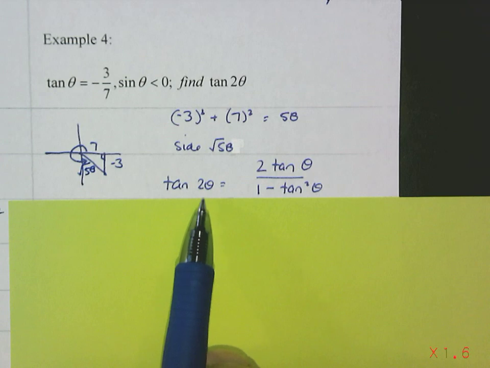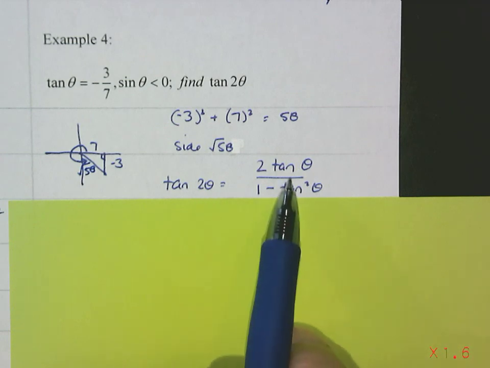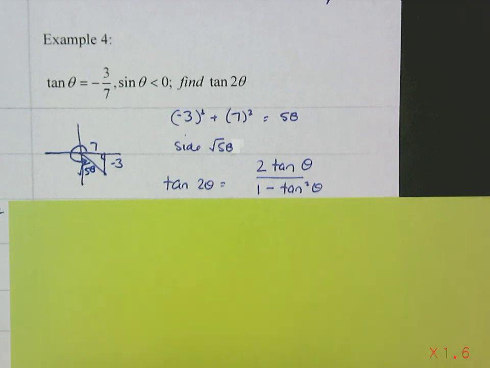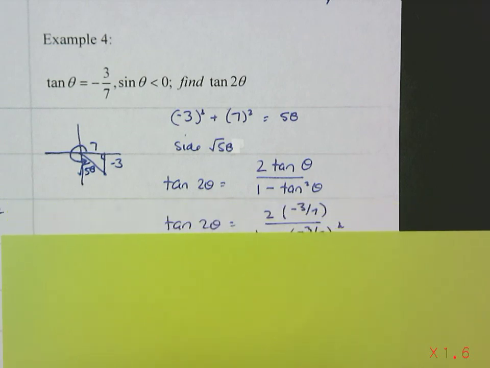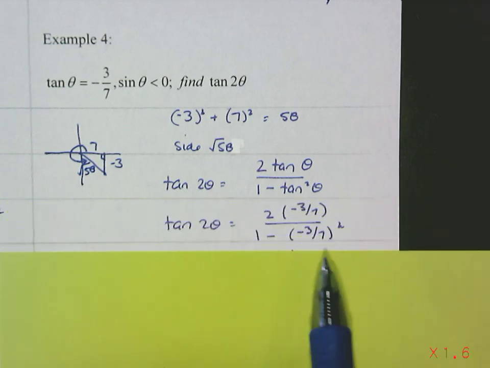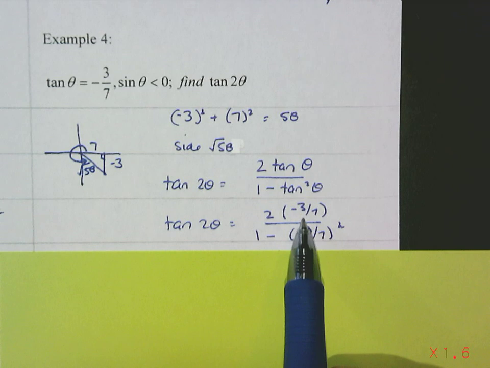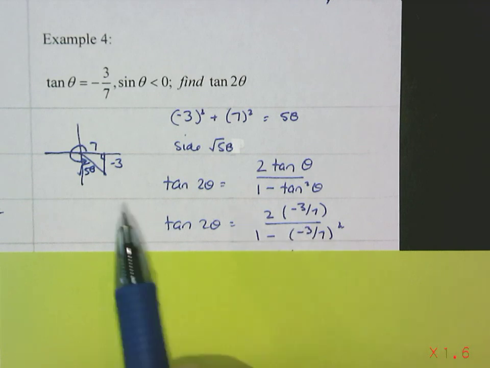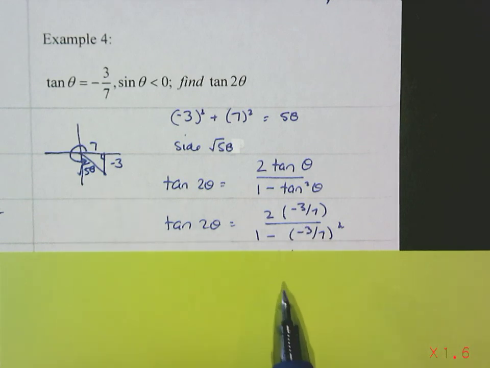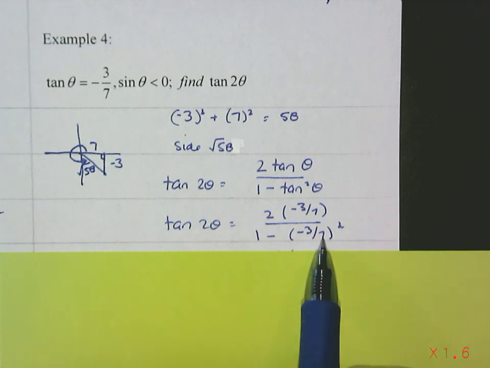I write the formula down. Tangent 2 theta is equal to 2 tangent theta over 1 minus tangent squared theta. I replace all tangent thetas with the values. Tangent is -3/7. So you'll see I didn't even need the hypotenuse for this problem, but if I asked for sine or cosine, I would have. And then 1 minus -3/7 squared.